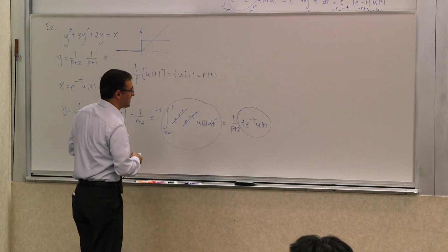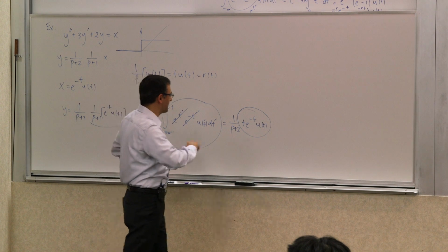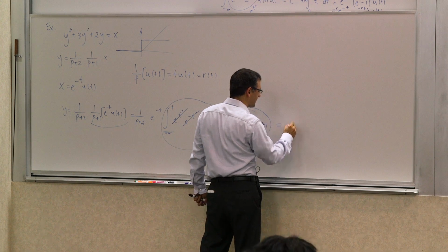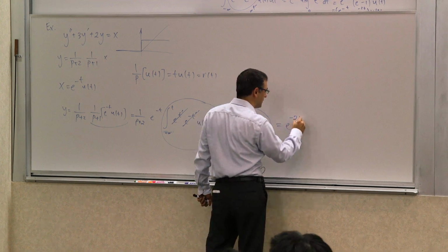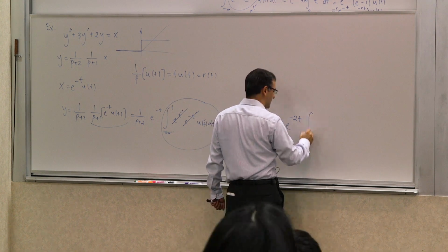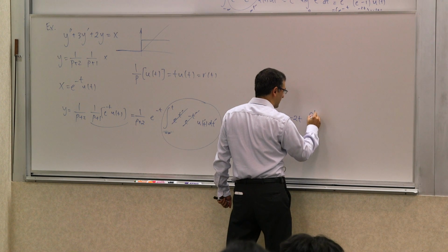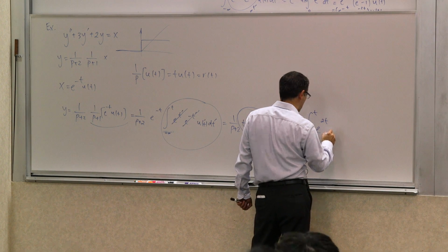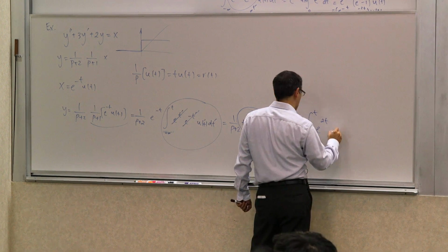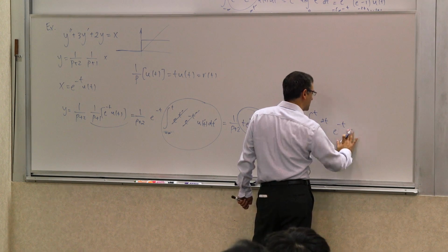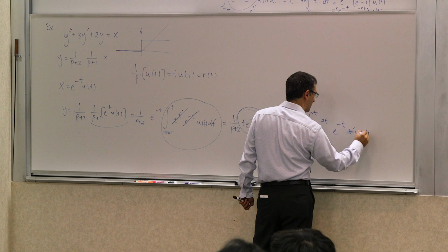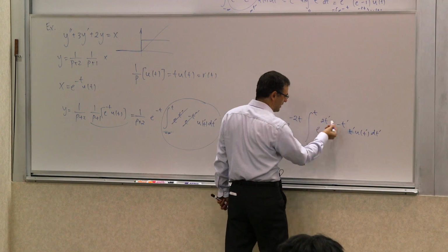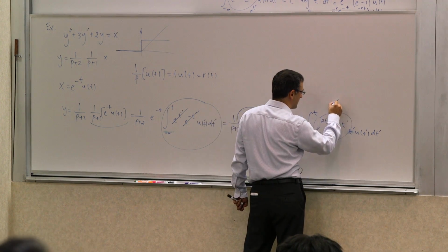Anyway, so what is the next? We are not done yet, though, right? So what is the next step? What do we do next? So that becomes e to the negative 2t, integral from negative infinity to t, e to the 2t, times t times u of t, dt. So these two combined give me what? e to the t, right?